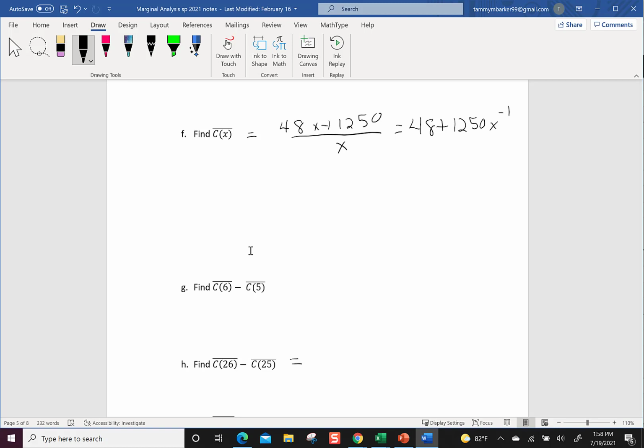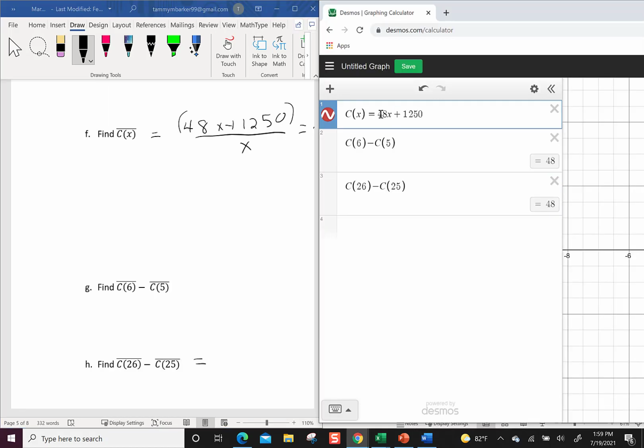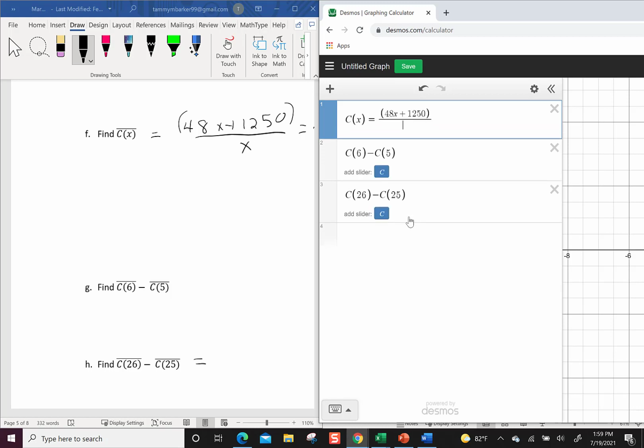If you decide to use it this first way, I'm going to put parentheses around the numerator just to help put in that order of operations for me. Now we're going to go back to those same values, 6, 5, 26, and 25, and see what's happening to the average cost as we change the level of production. I can be a little lazy here and just throw parentheses around the numerator, and then hit divide by x, and it'll go ahead and give me the values.